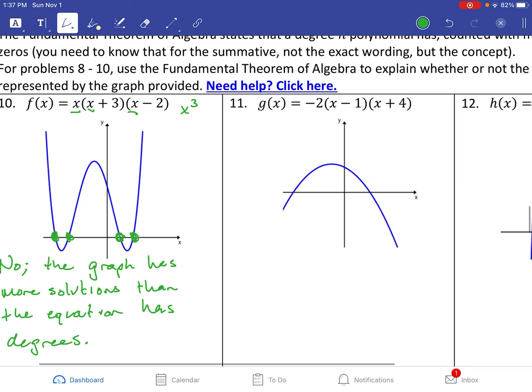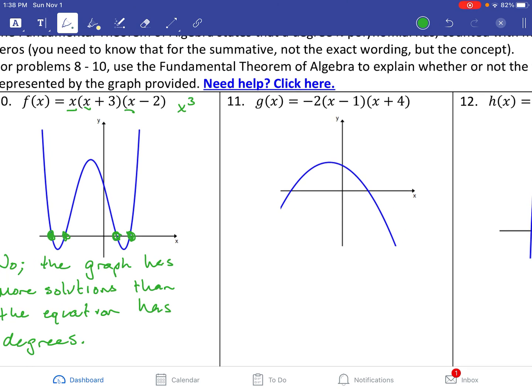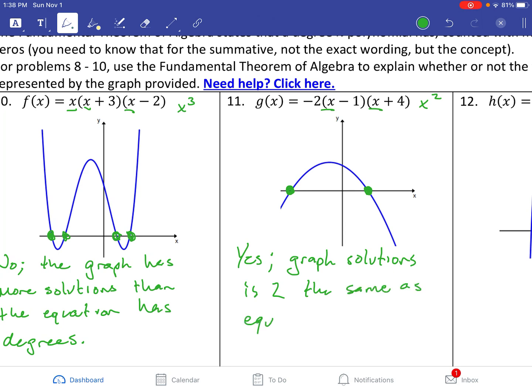Okay, so look at 11. We have our equation, or sorry, our graph goes through this point and this point. There's 2 points. And here in our equation we have x and x. There's 2 x's, which is going to be x squared. So since the equation degrees and the solutions of the graph match, this would be a yes. Graph solutions is 2, the same as equation degrees.